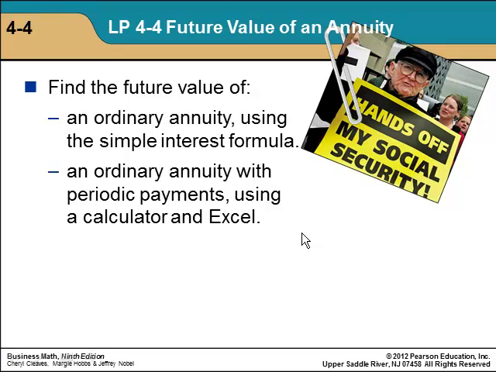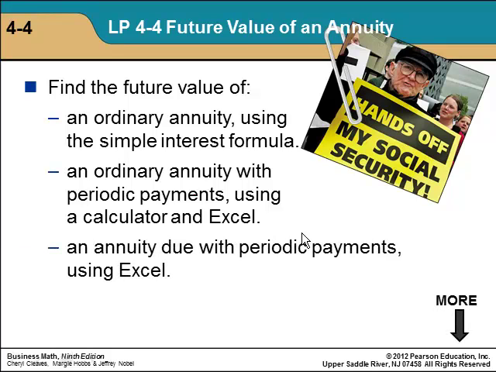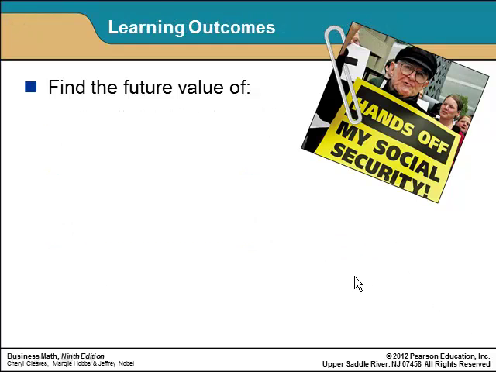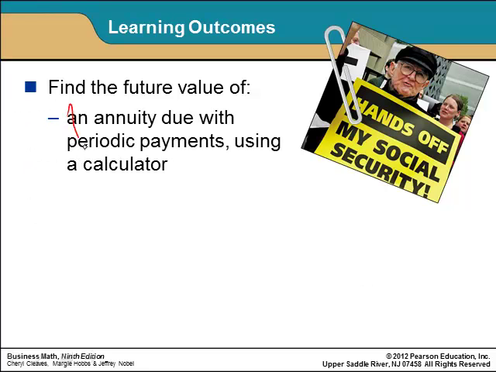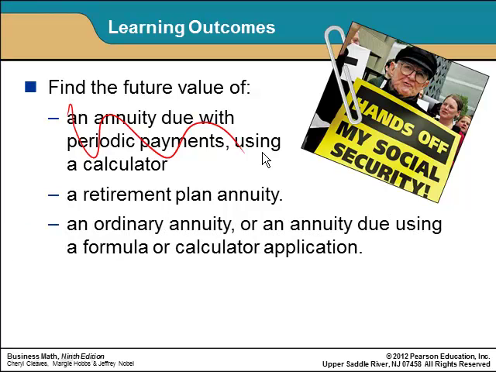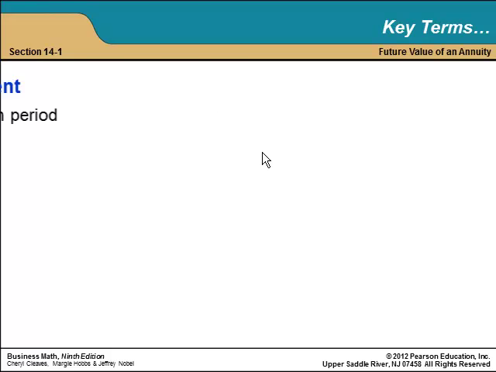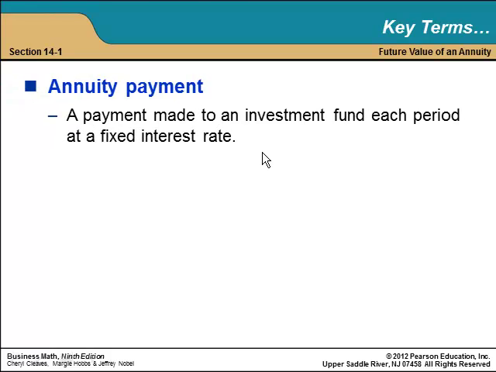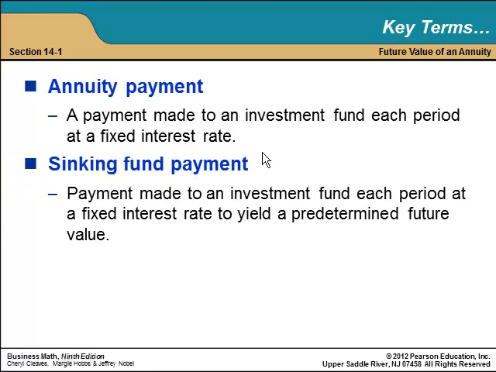We're going to use a calculator and Excel to find ordinary annuities. We don't do annuities due in MBA. It's pretty easy to do, actually, but we're going to do retirement plans and then applications. An annuity payment is a payment made to an investment fund each period at a fixed interest rate.